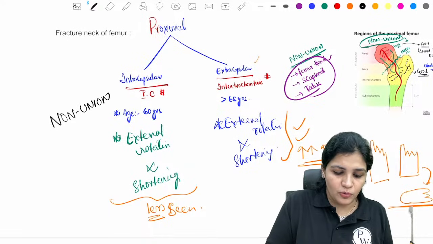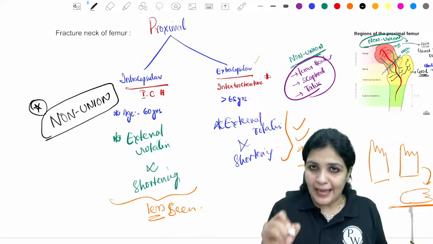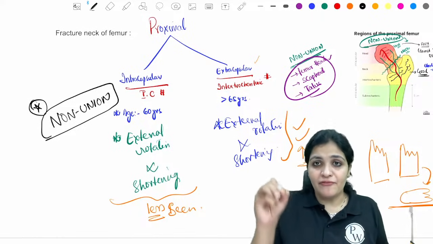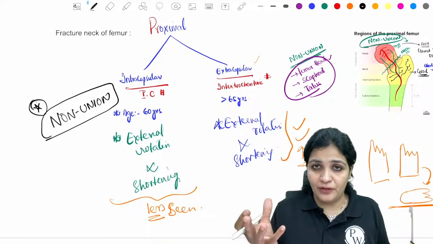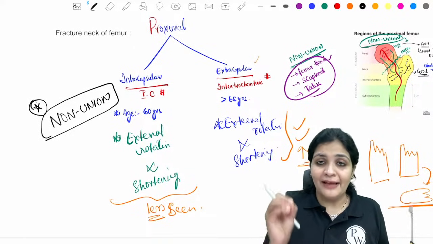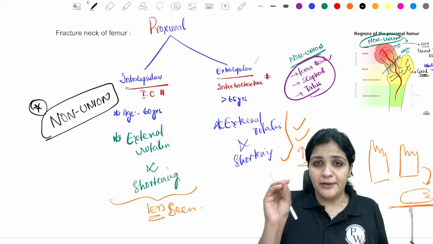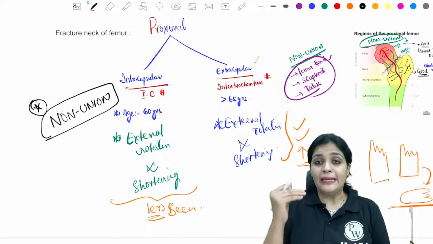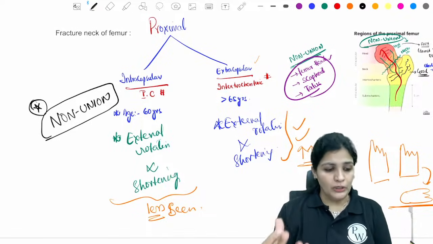So why do they go into non-union? Because this particular fracture is inside the capsule, and inside the capsule means the fracture is bathed with the synovial fluid, right? Inside the capsule we have synovial fluid. So this synovial fluid will have some fracture inhibitors present in this fluid, which will inhibit the process of fracture healing. Hence, this will end up in non-union.